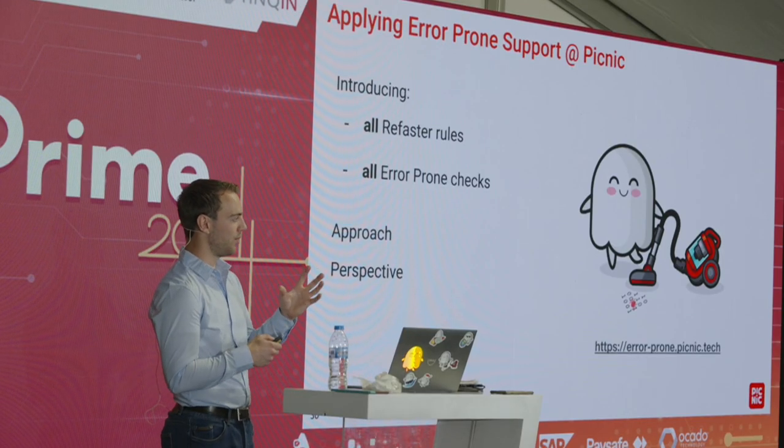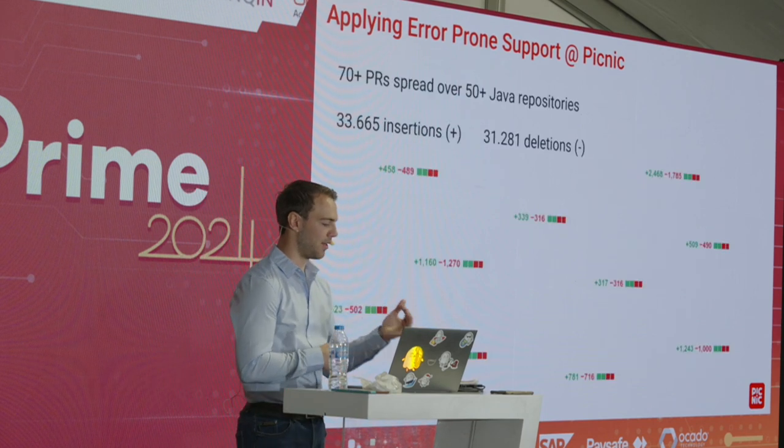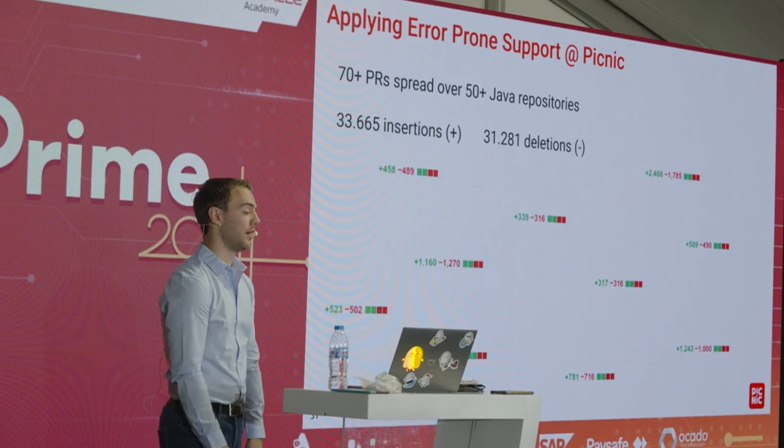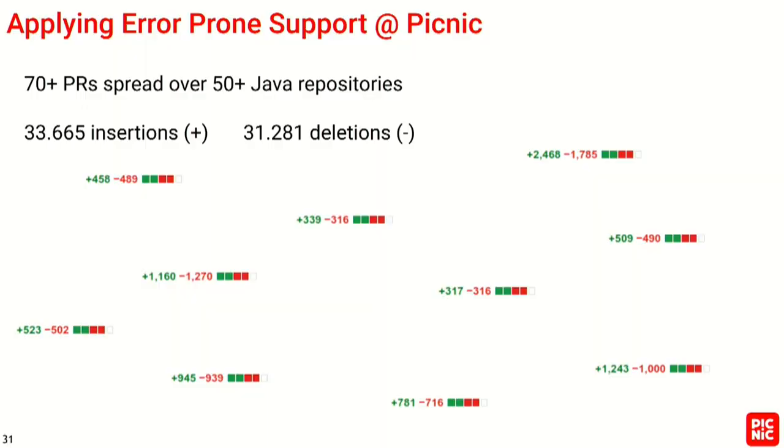So we had to approach this in a very gradual manner. What we did is we created over 70 pull requests spread over the 50 repositories we had back then. And that led to quite a lot of changes. Here you see some numbers on the screen. And I was the lucky person applying all of these changes automatically.